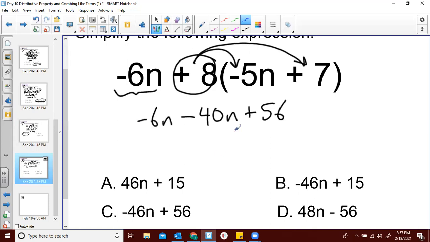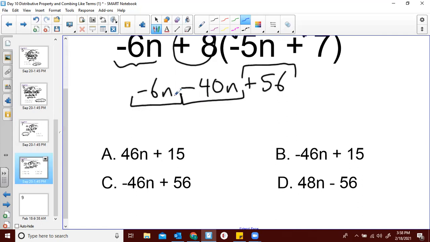Again, our teams are going to be our n team, which is negative 6n, and negative 40n. And our constant team is just positive 56. He's playing solo today. So negative 6 minus 40 would be negative 46. Do not forget about your n, and bring down what we didn't use. All right, you'll see that our answer is C.